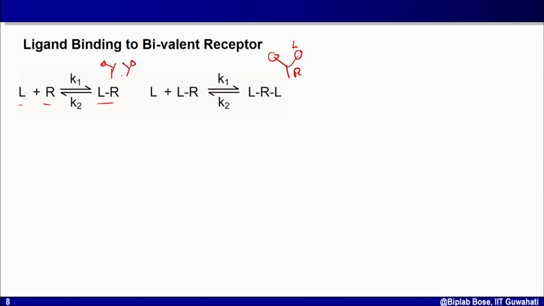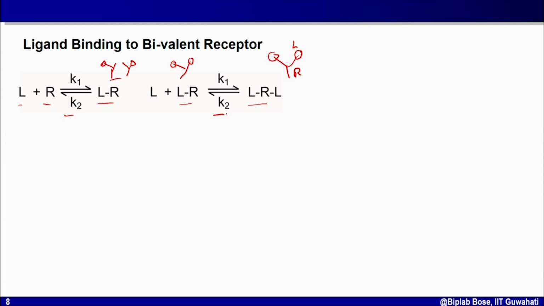Then once they are formed, the second ligand can come and give rise to the final complex where both the hands of the receptor are binding the ligand. So that is L binding to LR to give rise to LRL. All these binding processes are non-covalent interactions, so all are reversible. That's what I have shown here and here.